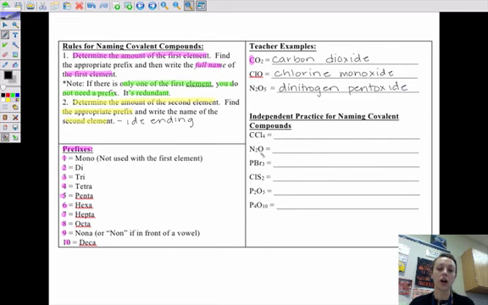Pause the video and try these 6 examples on your own. Then press play to see if you were correct. So CCl4 would be carbon tetrachloride. N2O would be dinitrogen monoxide.